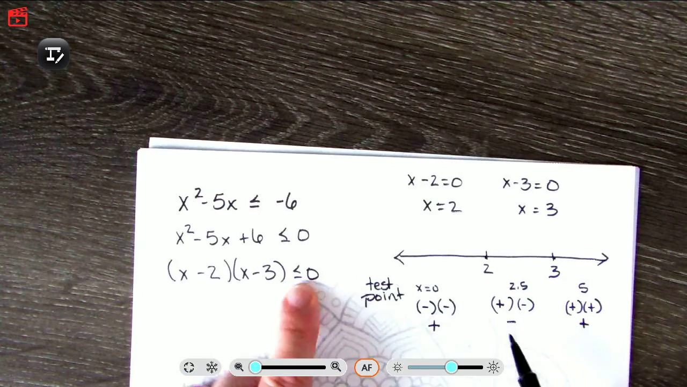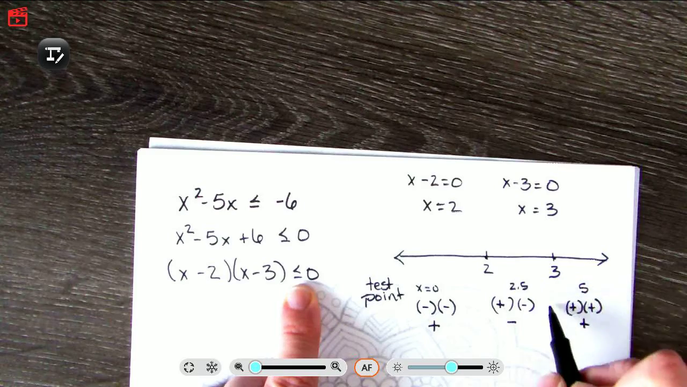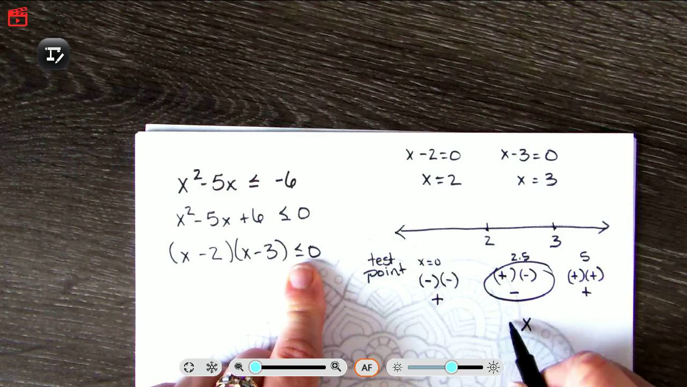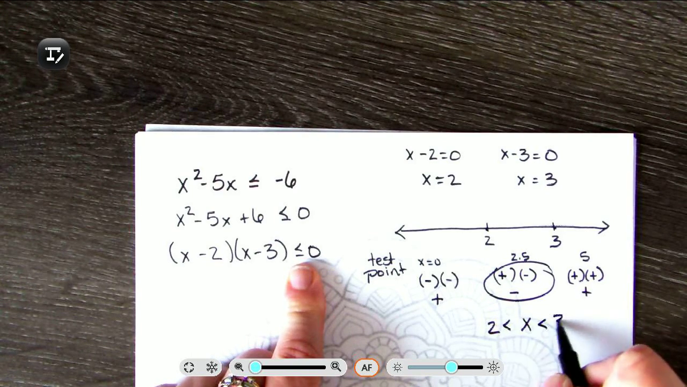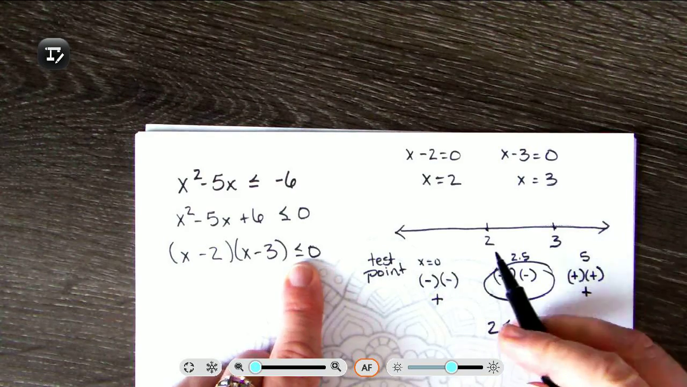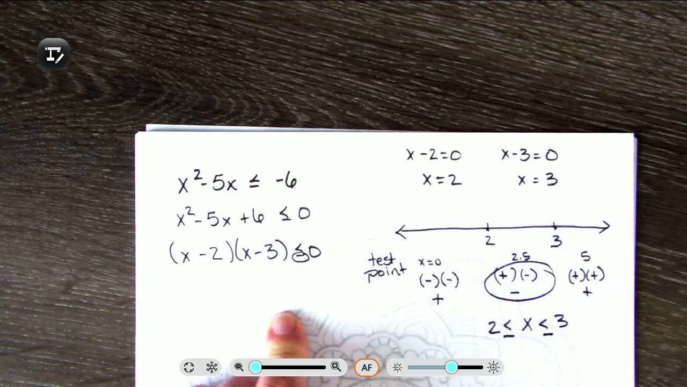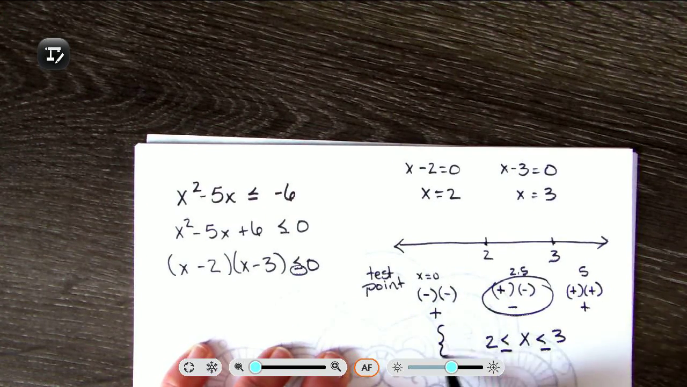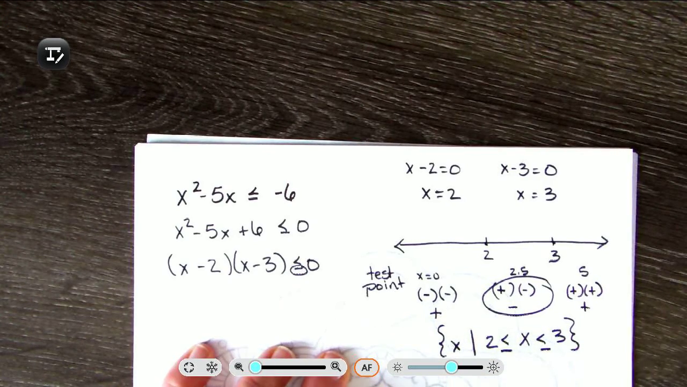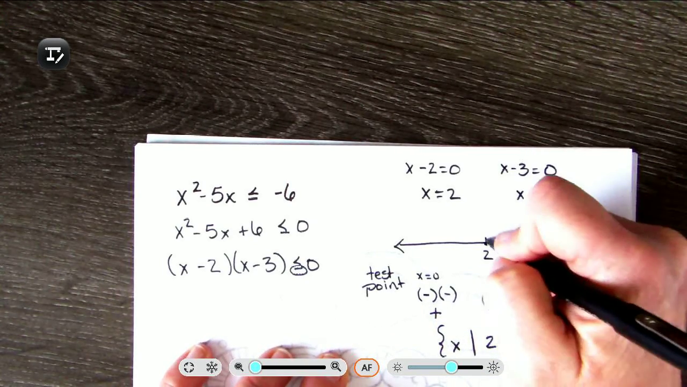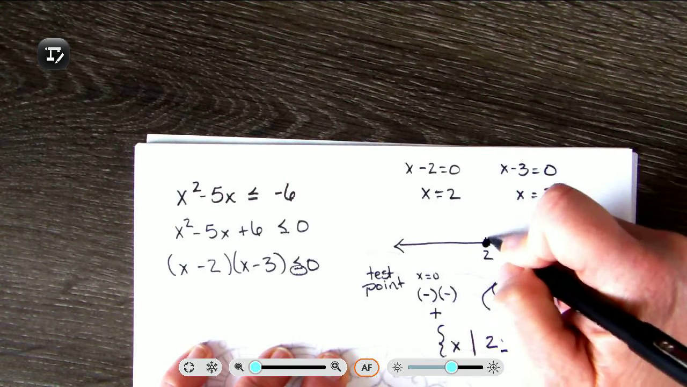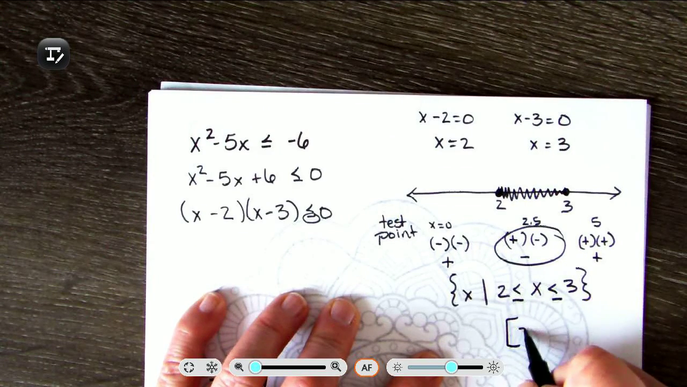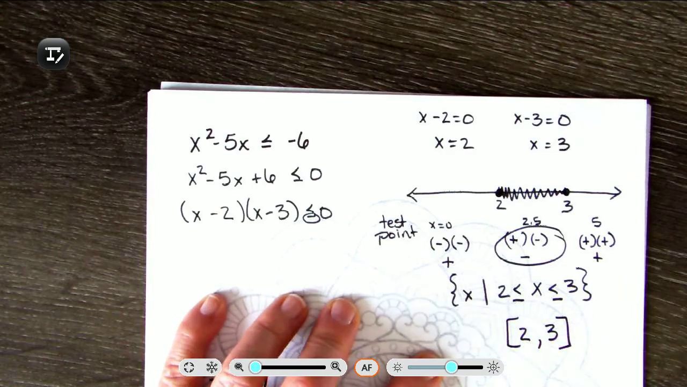So we were looking for where it is less than or equal to 0, so we wanted this region right here. That means our answers are where x is between 2 and 3, but including those endpoints because we want to include where it was equal to 0. So in set builder notation, we would write x such that, and if I were doing it on a number line, I'd have my 2 points solid and a line going between them. In interval notation, 2 up to 3 with square brackets on both.